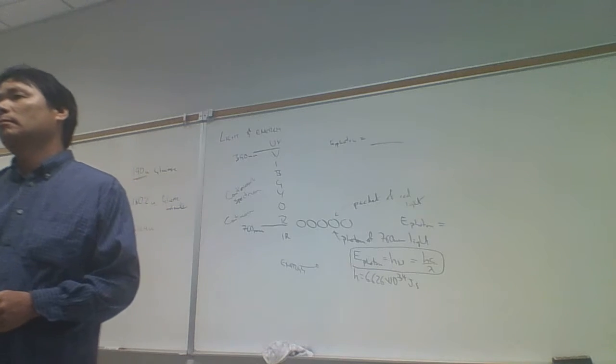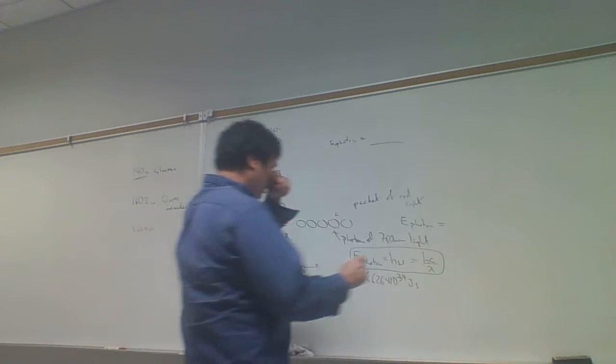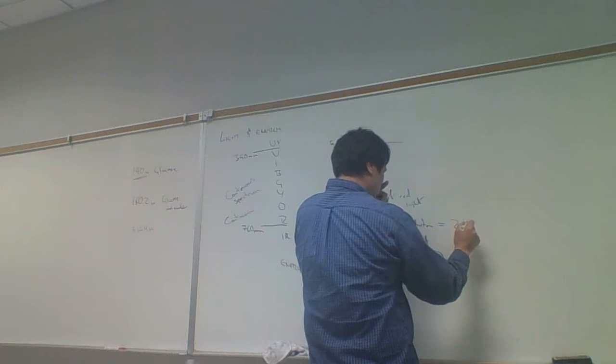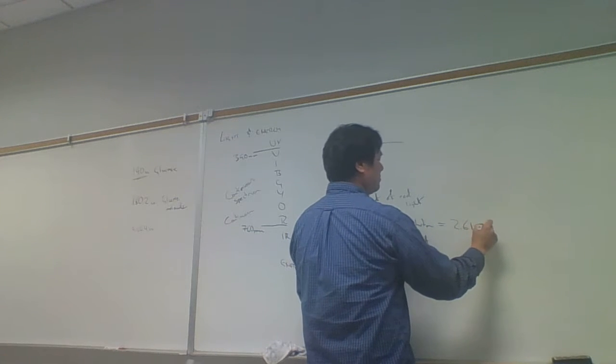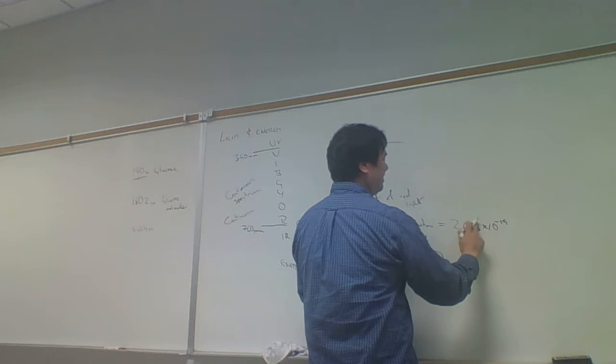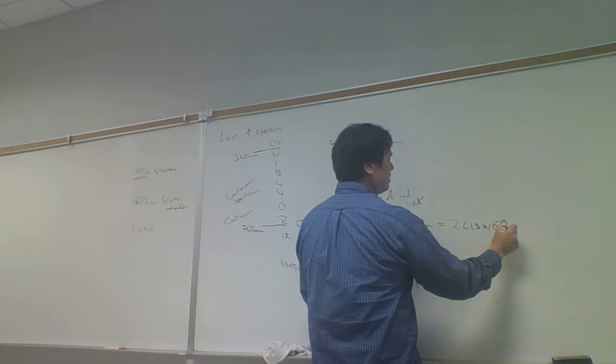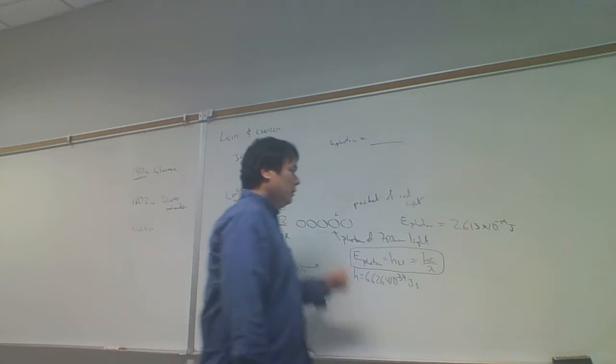Like 2.6 times 10 to the negative 19 joules. Give me some more. 2.613 times 10 to the negative 19 joules. Okay, thanks. Also red.